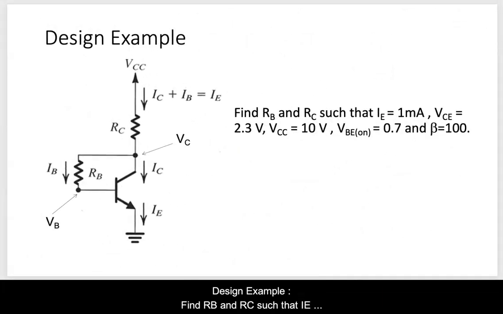Let's try one design example. In this example, we are required to find RB and RC such that IE is equal to 1 mA, VCE is equal to 2.3 volt, VCC is equal to 10 volt, VBE is equal to 0.7, and beta is equal to 100.